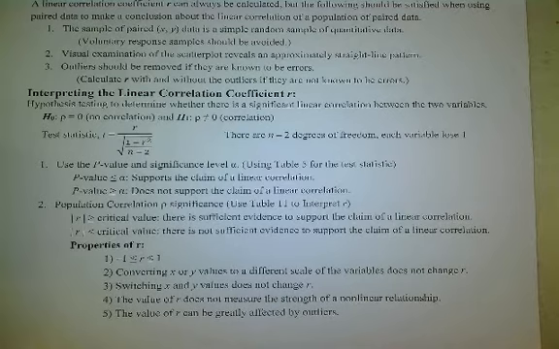If the p-value is less than or equal to alpha, then that supports the claim of a linear correlation. If the p-value is greater than alpha, then it does not support the claim of linear correlation.